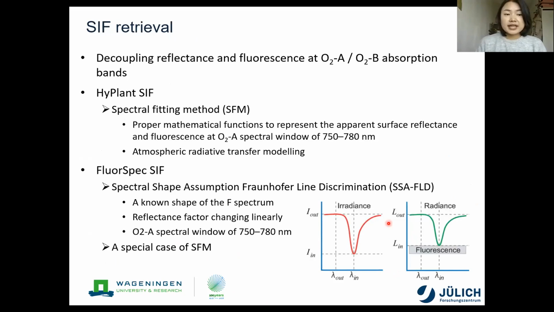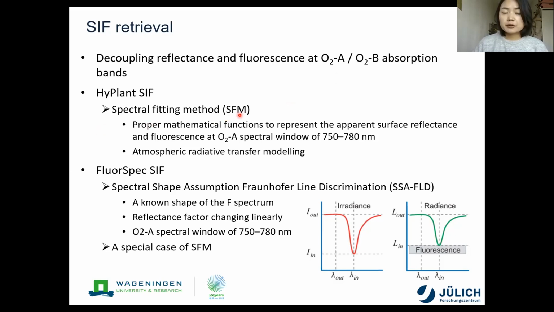So to retrieve SIF, we applied the spectrofitting method to get HyPlant SIF, and the spectral shape assumption from line discrimination, SSA-FLD, to retrieve FluorSpec SIF. Both methods rely on the theory that decoupling reflectance and fluorescence is at atmospheric absorption bands, for example, the oxygen A and oxygen B bands.